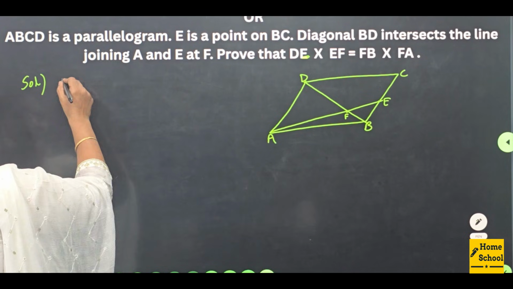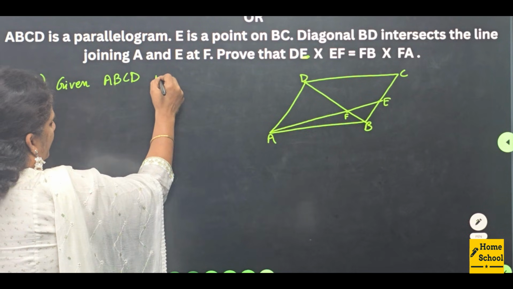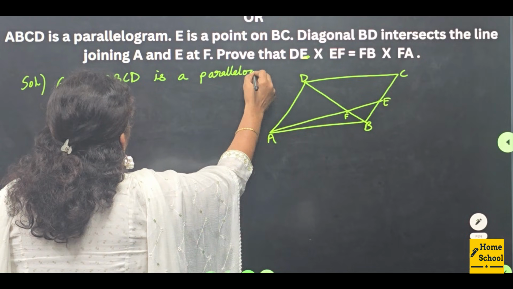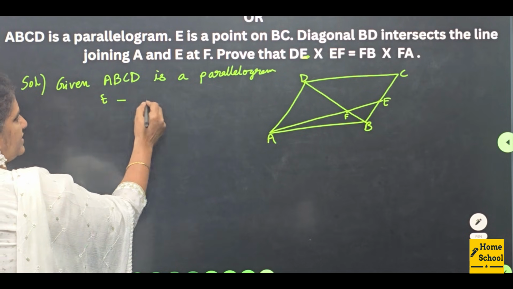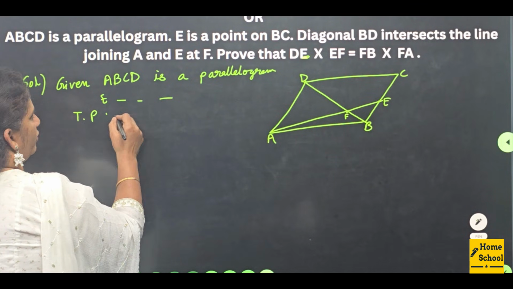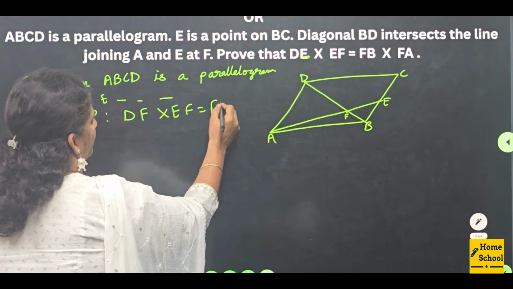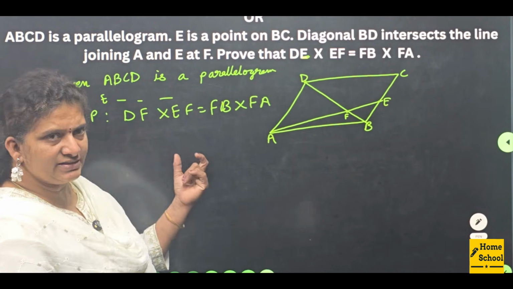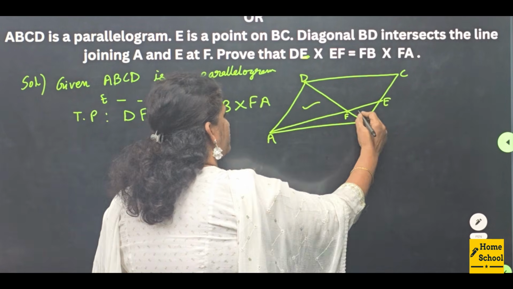Okay, let us start writing. Given: ABCD is a parallelogram. E is a point on BC, diagonal BD. That is all you write. Next, what do we need to prove? DF into EF is equal to FB into FA. Observe which triangle sides I am talking about here. DF, EF, BF, AF means these two triangles I need.